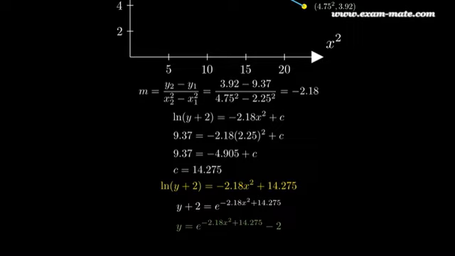y = e to the power of (-2.18x squared + 14.275) minus 2. And there we have it. We've found y in terms of x by using the fact that ln(y + 2) forms a linear relationship with x squared.